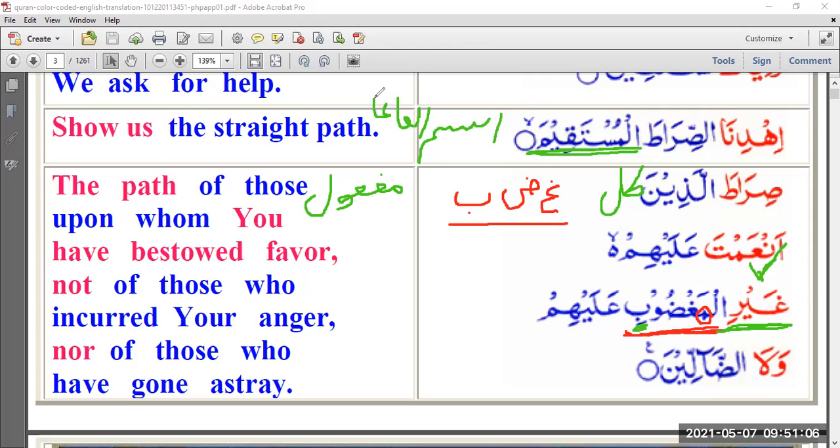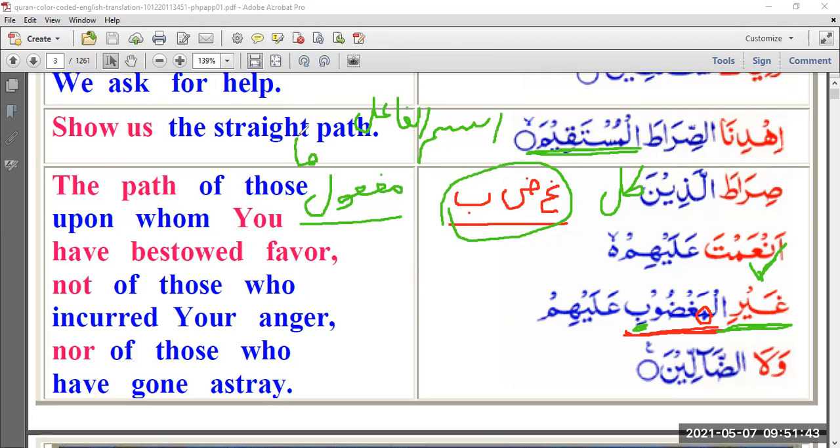Right, ismul fa'il. From sulasi mazid fihi, we make ismul fa'il and ismul maf'ul from fi'l mudari, on the pattern of the wazn of the fi'l mudari of that verb. But here in sulasi mujarrad, we always make it on the pattern of maf'ul or fa'il.